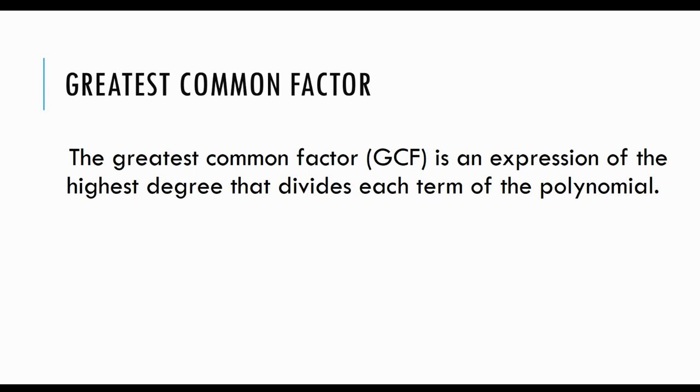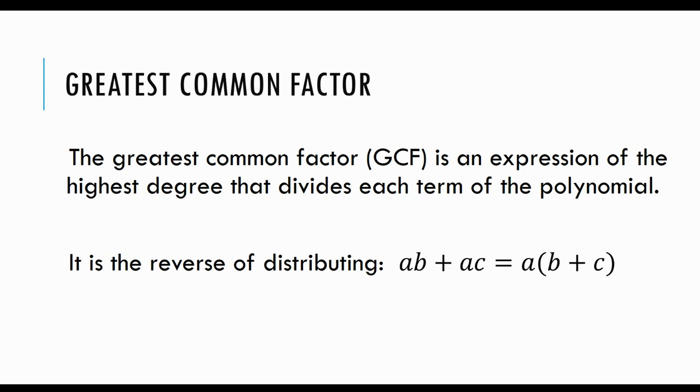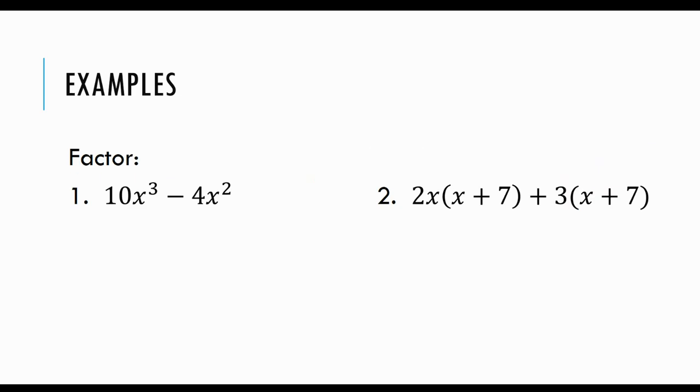So the very first thing you should always do when you are factoring is look for a greatest common factor. The greatest common factor, also known as GCF, is an expression of the highest degree that divides each term of the polynomial. It is the reverse of what we think about as distributing. So we are trying to look at terms, what do they have in common? We pull that out, and then whatever is left over is back in the parentheses. So let's look at a few examples.